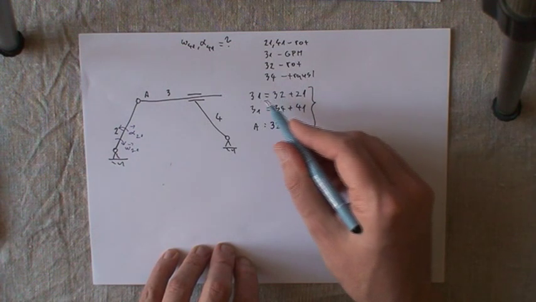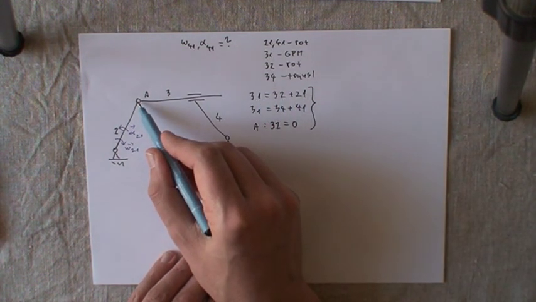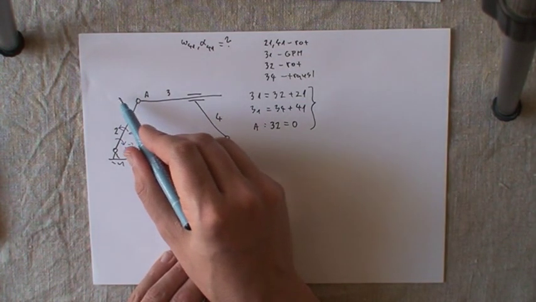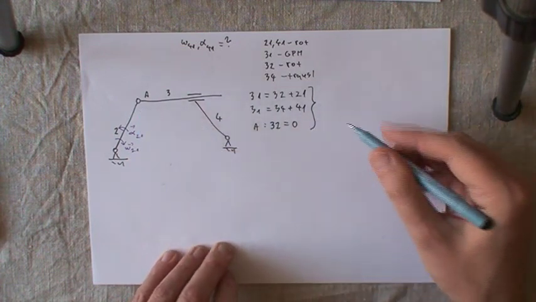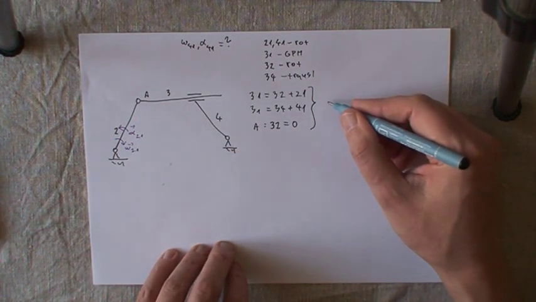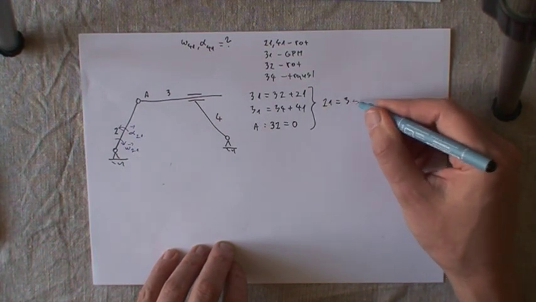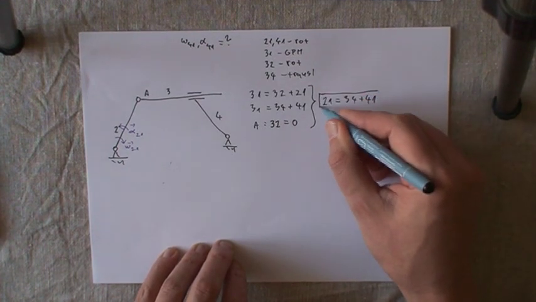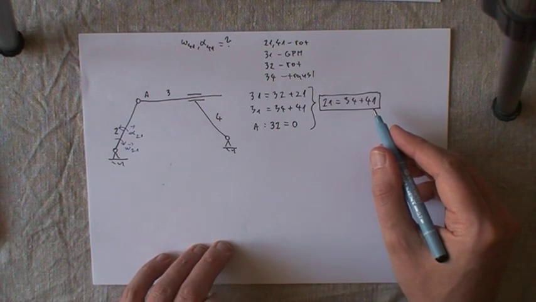So if we put all these together, 3,2 is equal to 0. So in A, 3,1 is equal to 2,1, right? Because in here, body number 2 and body number 3 are performing the same motion. The trajectory and acceleration, velocity, everything is the same. So we will get the symbolic equation that 2,1 equals 3,4 plus 4,1. And this is the symbolic equation that we will solve.